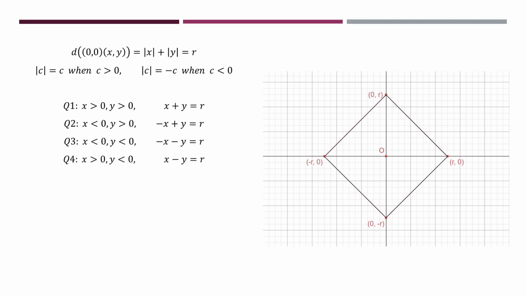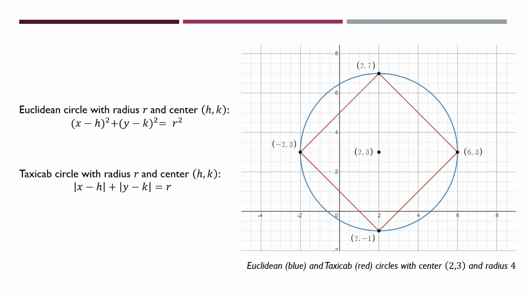Every point in the shape is r units away from the origin, so this is a circle with radius r and center O. In Euclidean geometry, we would consider this shape to be a square, but in Taxicab, again, this is a circle. So here's a comparison between a Euclidean circle and a Taxicab circle. We have our equations for a circle with a radius r and center h, k in each geometry off to the left. And on the right, we have a graph of each, where we've set the center equal to 2, 3, and our radius equal to 4, and graphed a Euclidean circle in blue and a Taxicab circle in red.